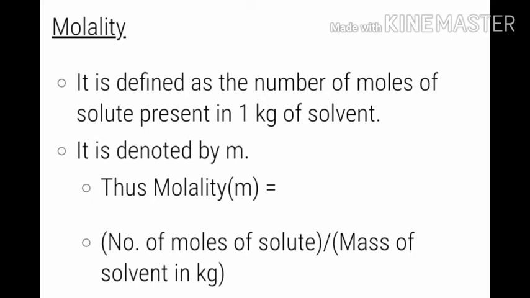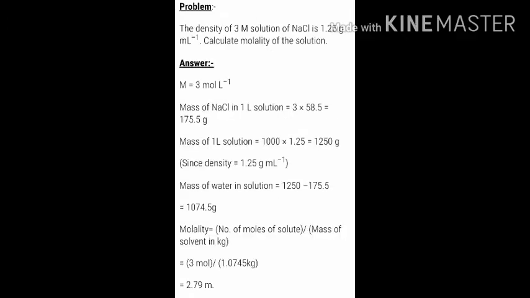In molarity we are taking the solution in liter. Here we are taking the solvent in kilogram, and it is denoted by small m, whereas molarity is denoted by capital M. So molality is number of moles of solute upon mass of solvent in kg. That is the formula which we are using for the calculation. Molarity is capital M, molality is denoted by small m. Now we will see the numericals.